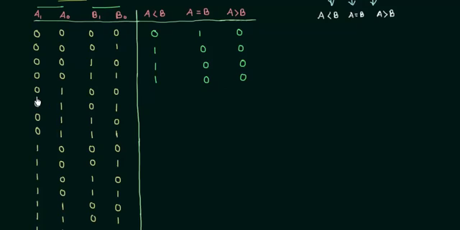Here you can see that A is 1 and B is 0. So A is greater than B. That's why the first output will be 0, the second output will again be 0, and the third output is high. In this case, both A and B are the same, so 0, 1, 0. In the same way, you can fill all the 16 possible combinations. I will fill it down, and then we will move to the K-map to minimize the logical expression.